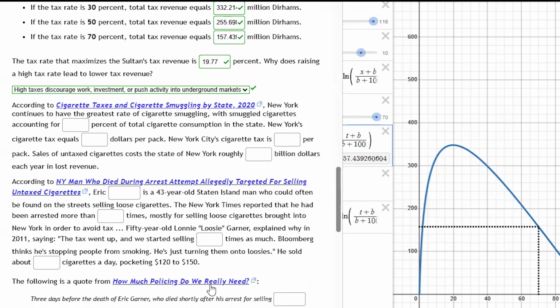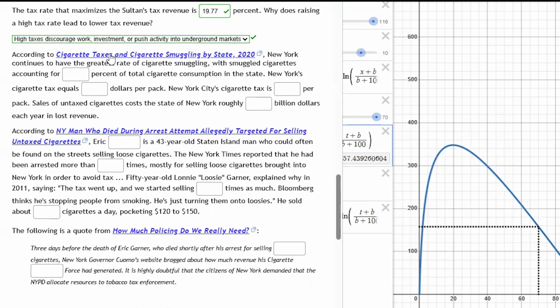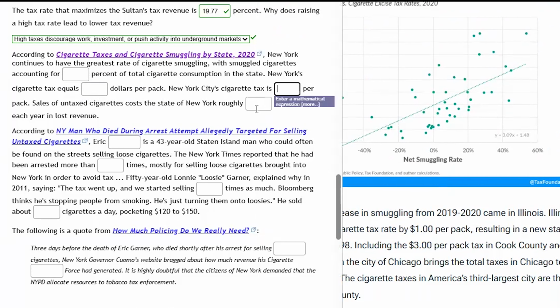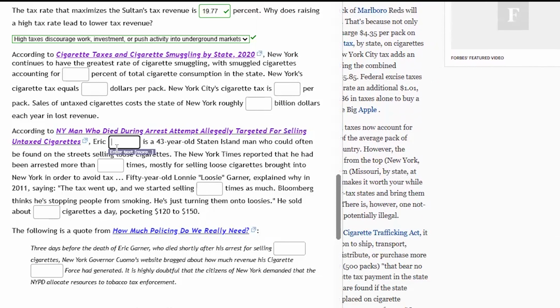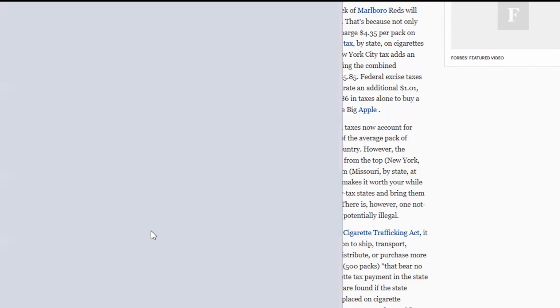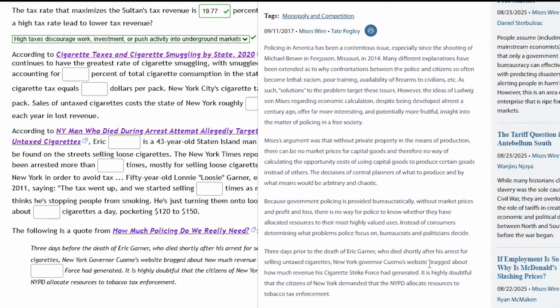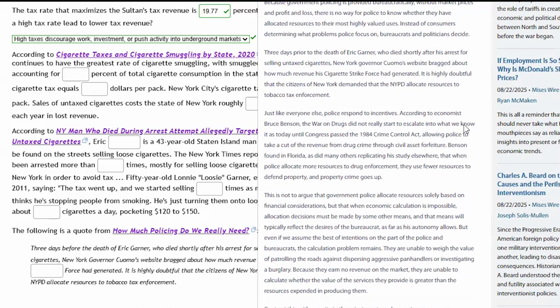To answer these questions here, click on that link, read this article, and then answer these boxes. And then when you get that done, click on this article, read this to answer these questions. And then finally, click on this article here. Read this article about Eric Garner and his experience with New York City police and the incredibly high tax rates on cigarettes that drive most of the cigarette market under the table in the black markets.